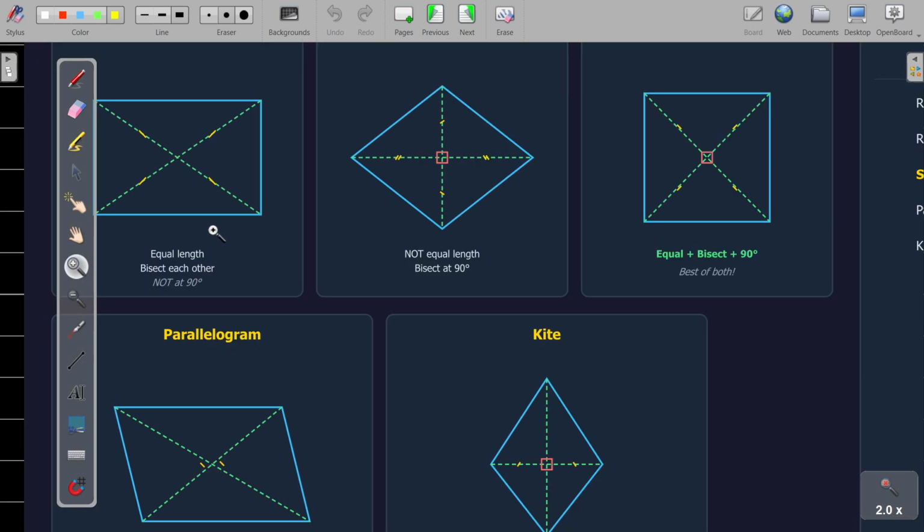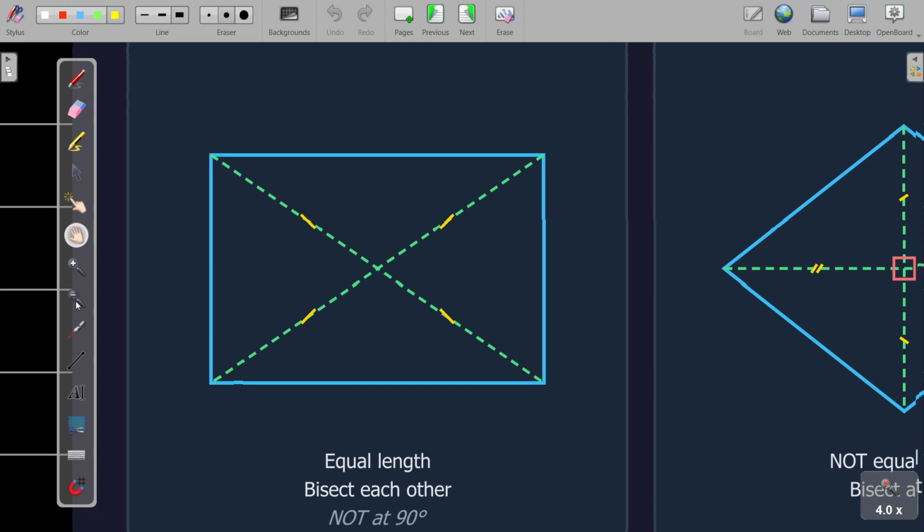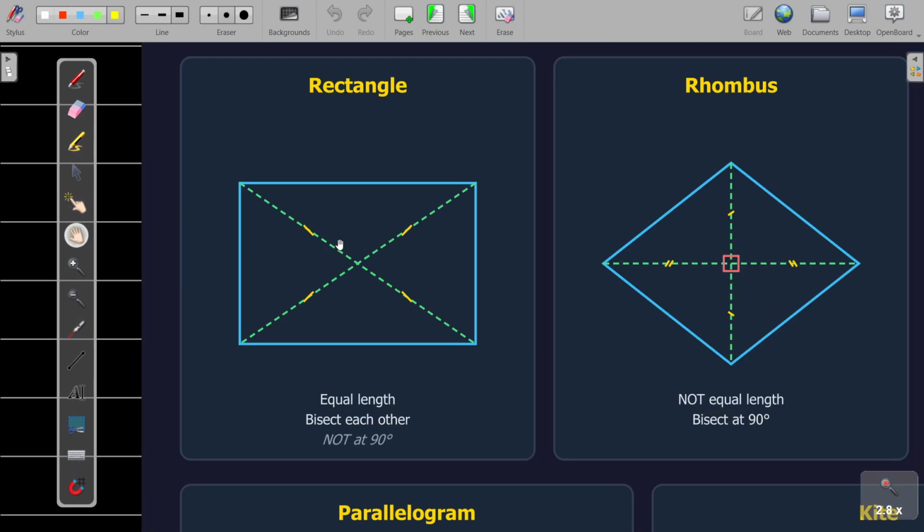Let's just zoom out right here, as you can see. So what did you notice? I'll give you a little bit of time. You can pause the video, that's fine as well. Okay, if you paused the video, I'll show you that I already wrote them for you right here: equal length, they bisect each other, and not really at 90 degrees.